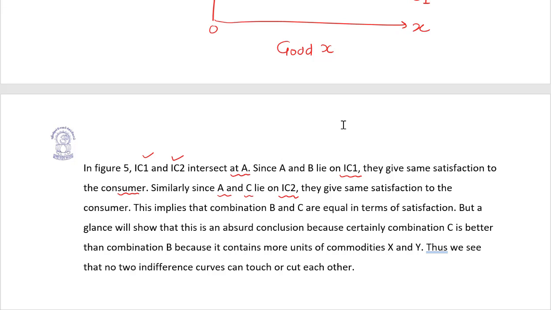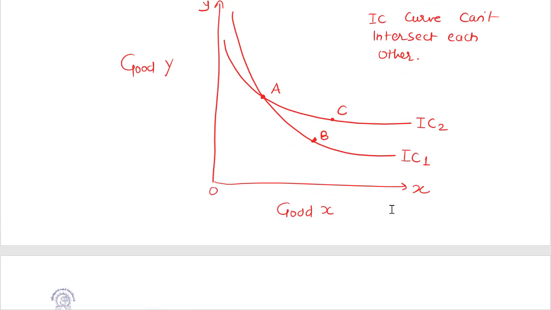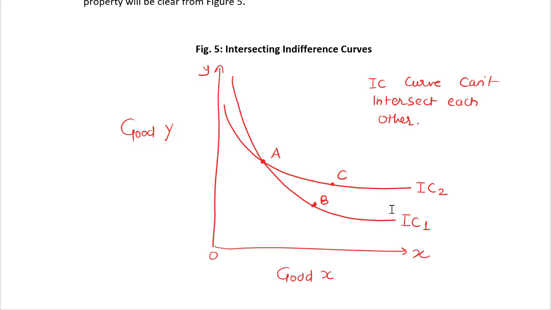So they give the same level of satisfaction. This implies that the combinations B and C are equal in terms of satisfaction, which is not possible. But a glance will show that this is an absurd conclusion. This is an irrelevant conclusion because certainly combination C is better than combination B because it contains more units of commodity X and Y. Thus, we see that no two indifference curves can touch or cut each other, that is, intersect each other. I believe you are clear till here.